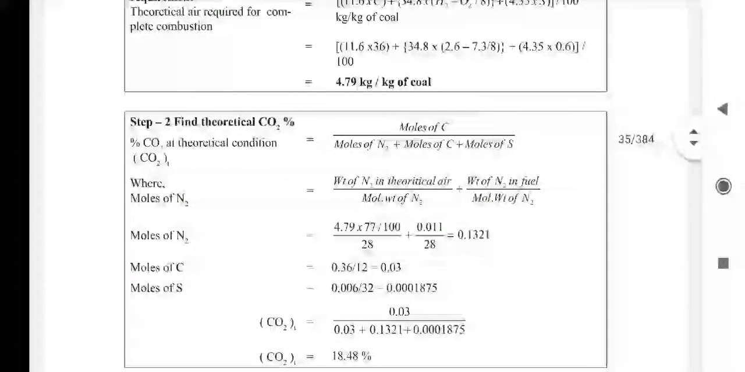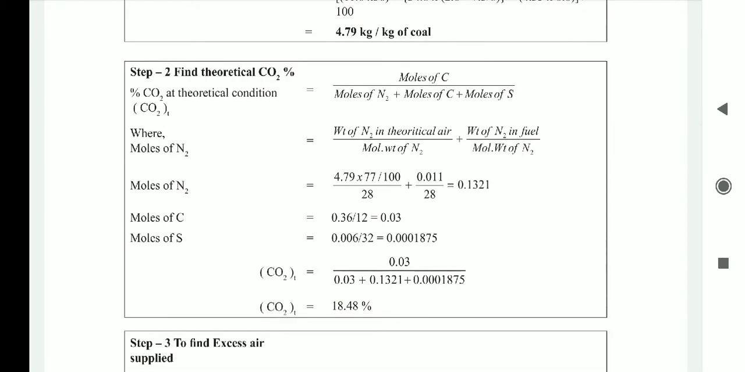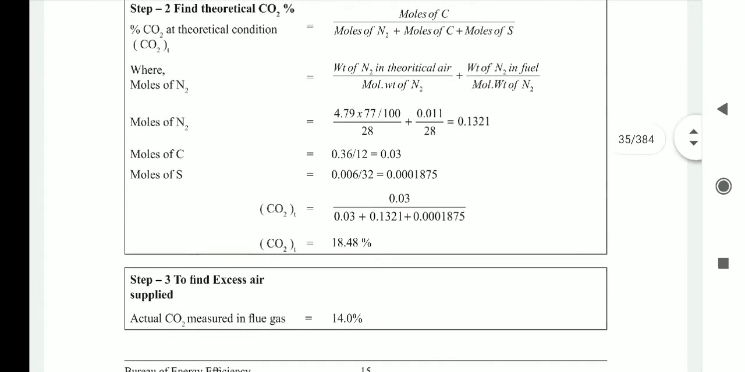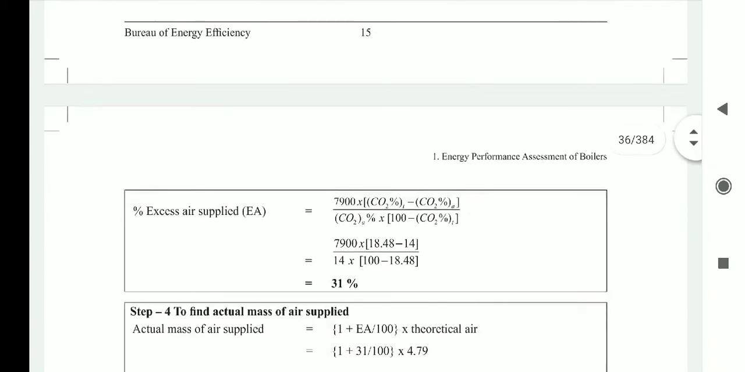And step 2, find the theoretical CO2 percent. Percentage of CO2 at theoretical condition: moles of C, moles of N2 plus moles of carbon plus moles of sulfur. From the following small calculation, the percentage of CO2 we have is 18.48%. And step 3, to find excess air supplied. The actual CO2 measured in flue gas is equal to 14, which is given in the problem. Then excess air supplied, with the help of this formula, we have 31%.